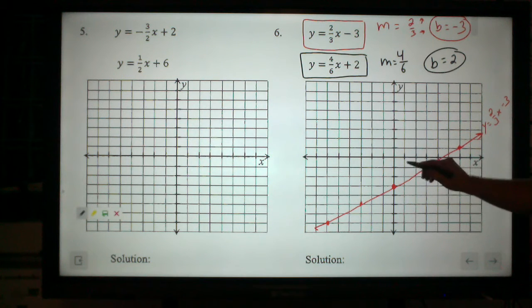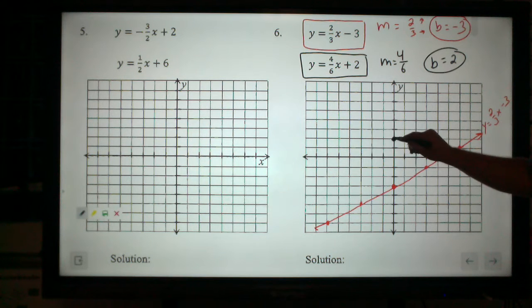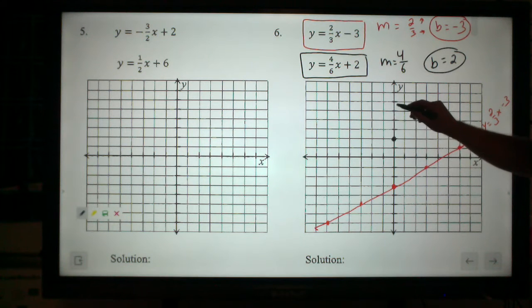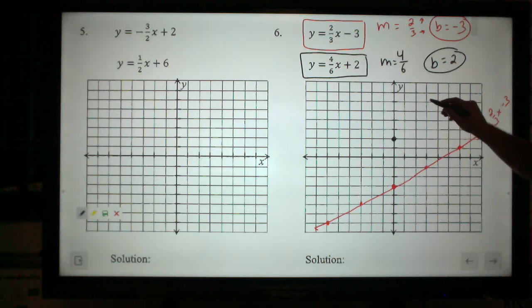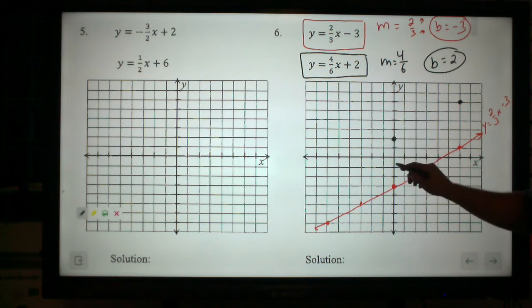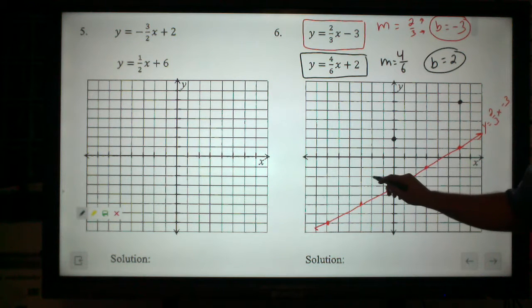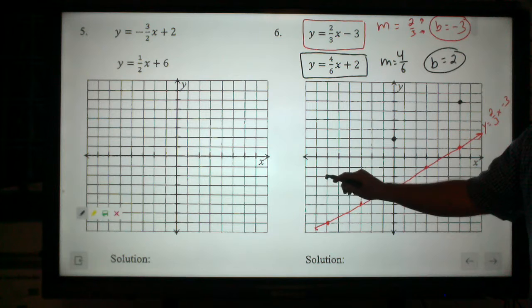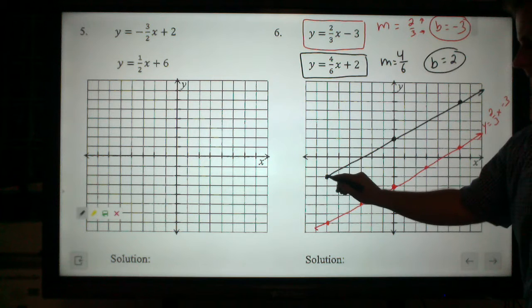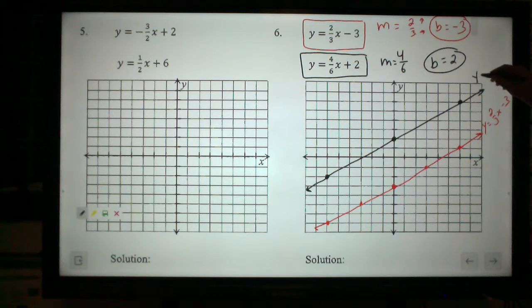Start with the same kind of process. We're going to plot that +2 as my y-intercept, and then my slope says to go up 4 and over 6 spaces. So I'm going to go up 1, 2, 3, 4, and over 6. 1, 2, 3, 4, 5, 6. Obviously, I can't go any further to the right, so we can go in the opposite direction. We'll go down 4, and to the left 6. And we'll connect them together. And we'll label it. So this is y equals 4/6x plus 2.